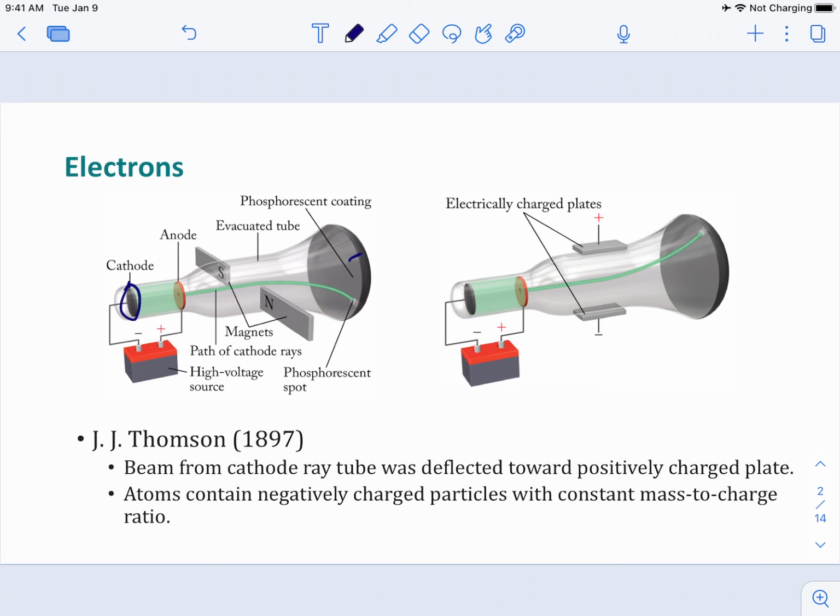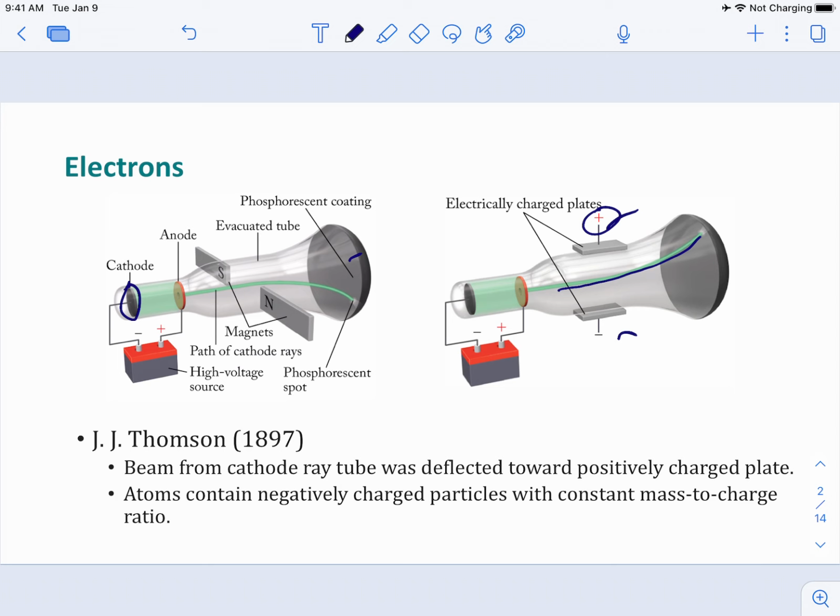And because he's got these magnetic fields here, and he's applying this electrical current, he's able to determine, and you can see here, he's also got electrically charged plates, one here and one here. He's able to determine that this particle, which we now call the electron, is negatively charged because we know that opposites attract, and you can see that this particle was attracted towards the positive plate. So that's how he determines this particle is negatively charged.